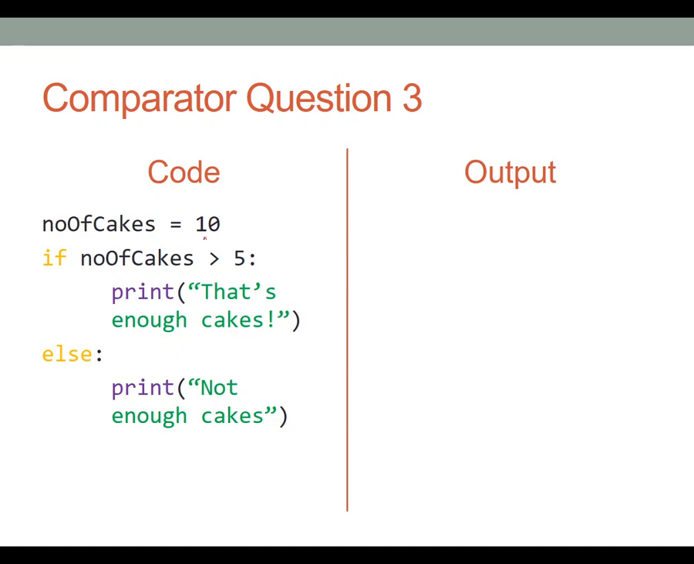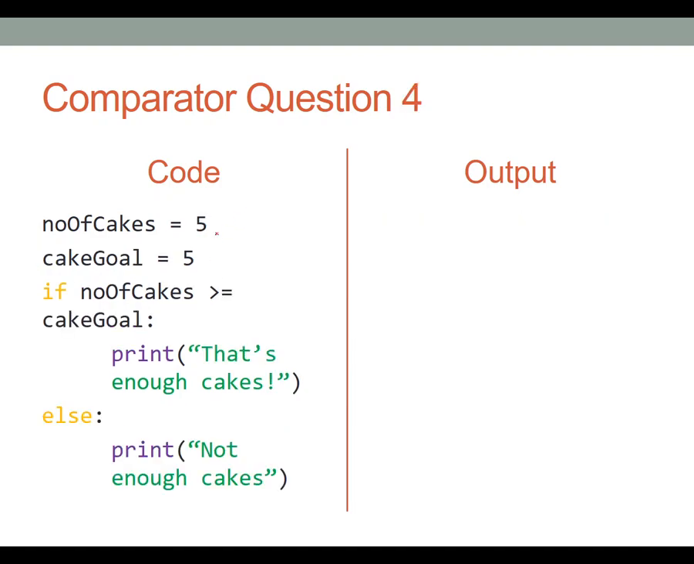Let's say we have a variable, we set it to 10, and it looks up the variable. So is number of cakes, which is 10, greater than 5? Yeah, it is, so it'll say that's enough cakes. We've got two variables, it can compare them both, so it will ask is number of cakes, which is 5, greater than or equal to 5? Well, it is equal to 5, so it will say that's enough cakes. It's not going to run this bit at all, because this is equal, it's going to hit this, ignore this bit of code.